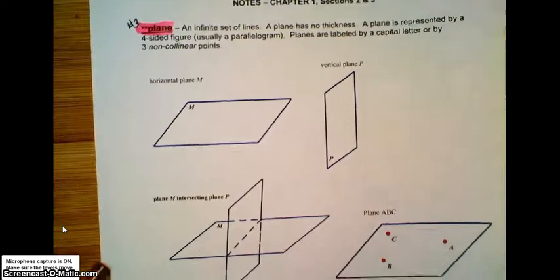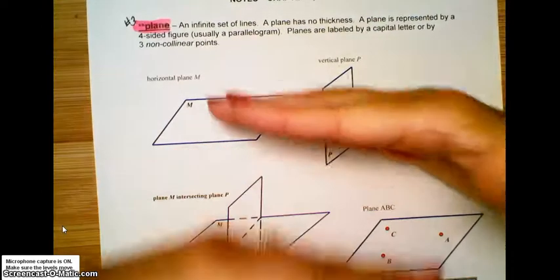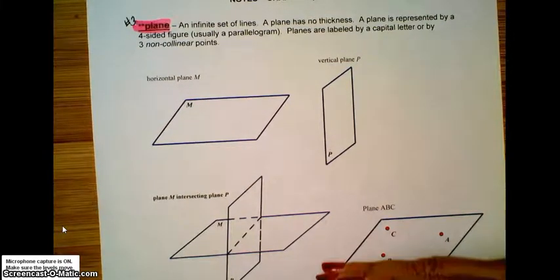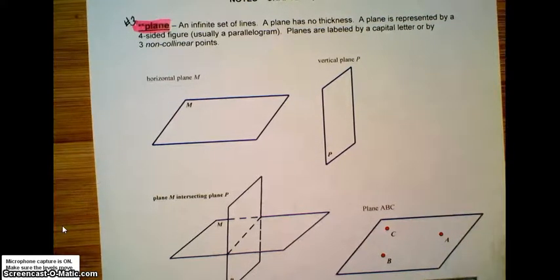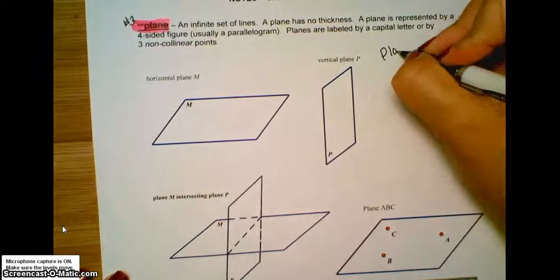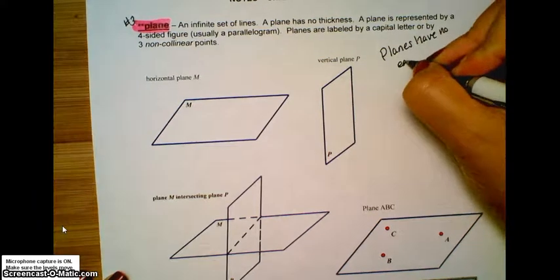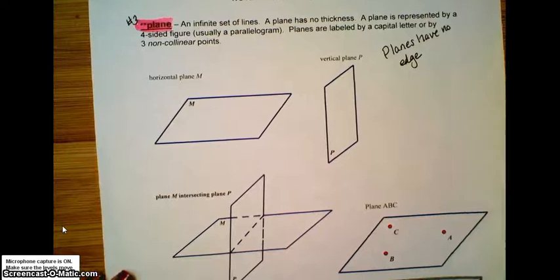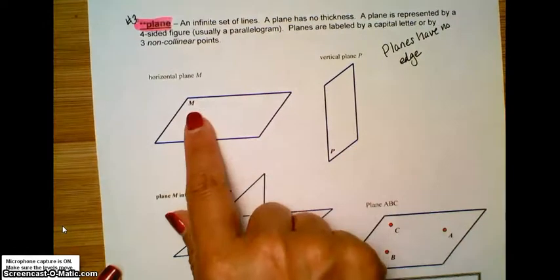A plane is what happens when we take a bunch of lines and we start stacking them together and they would again form a solid plane. For example, there's a set of lines forming this piece of paper. Okay, so planes have no edges, but if we did not put edges on them, then we would not be able to see them and represent them on our paper. So the shape we use for planes is usually a parallelogram, and then we label them with a capital letter.